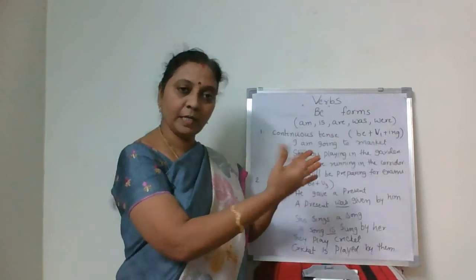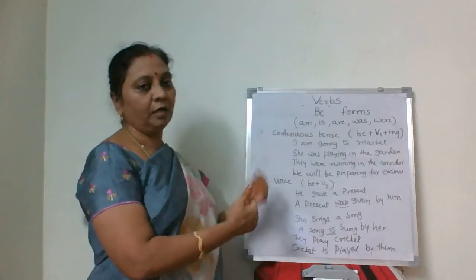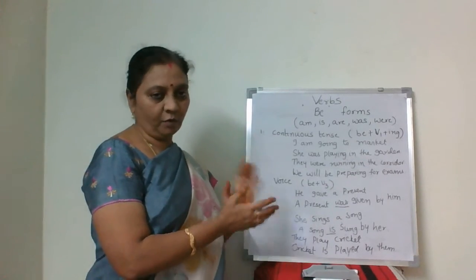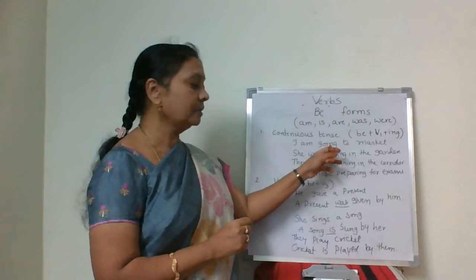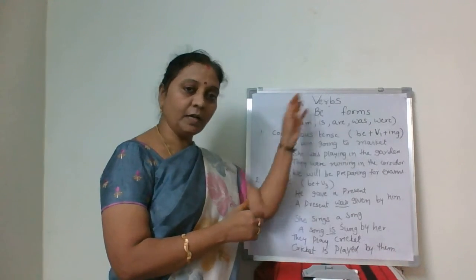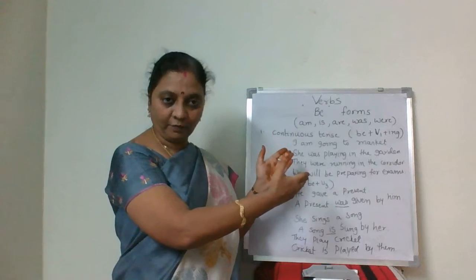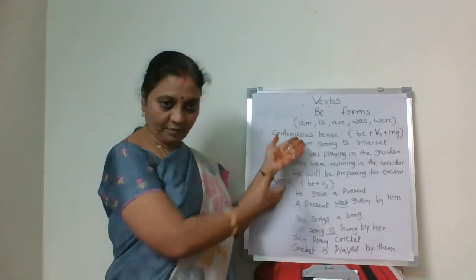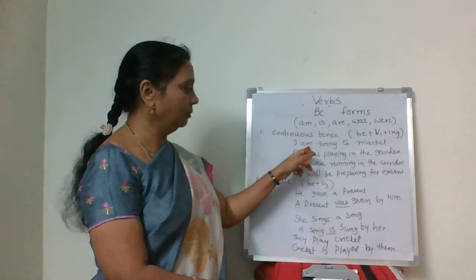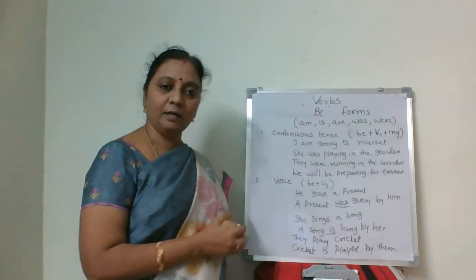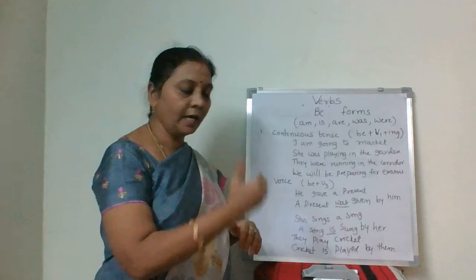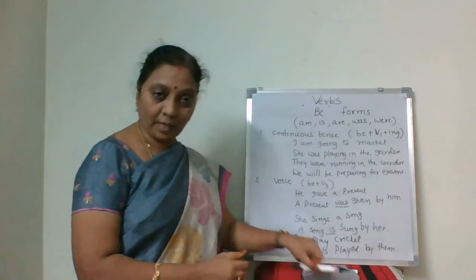Any main verb plus ing form, and before that we use these be forms. How? I am going to market. Going is the main verb. For that you are taking the help of this auxiliary verb. That is one be form we are taking. For I, we have to use am, hence am is used. I am going to market.